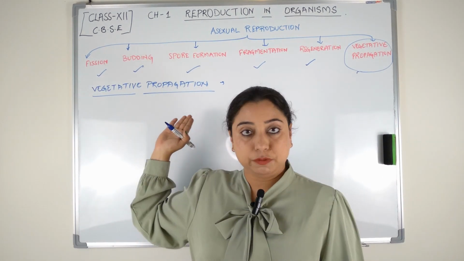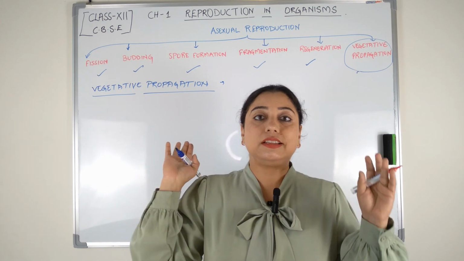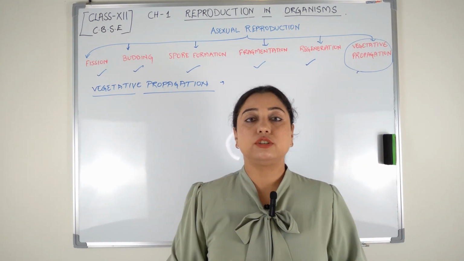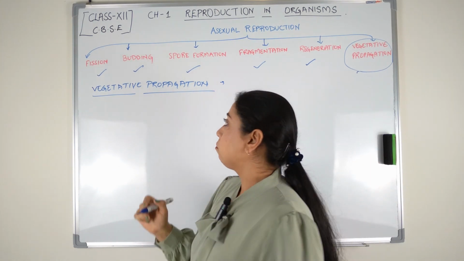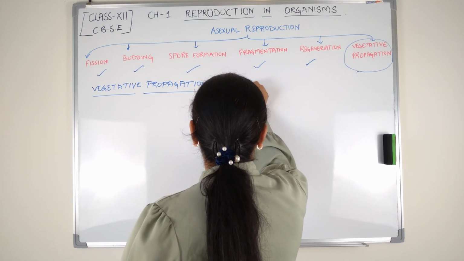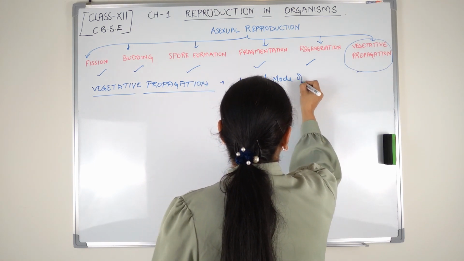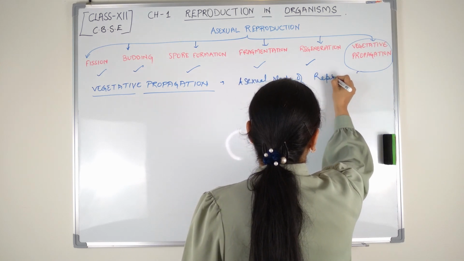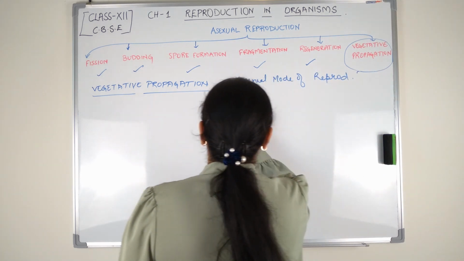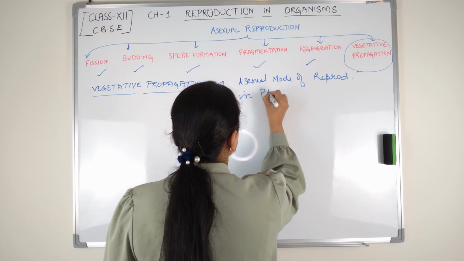Let's see what is vegetative propagation. See students, this is an asexual mode of reproduction seen in the case of plants. So it is an asexual mode of reproduction performed by plants.